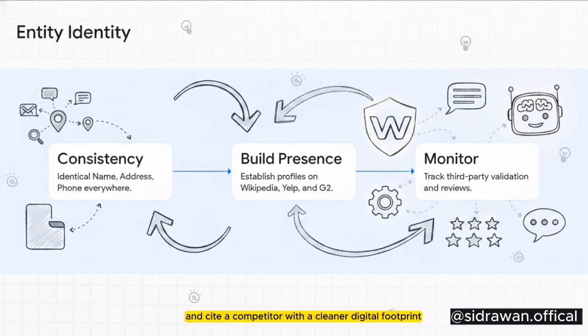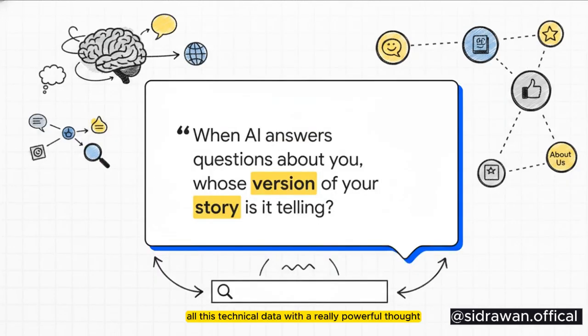I want to ground all this technical data with a really powerful thought from our sources. Quote, "When AI answers questions about you, whose version of your story is it telling?" End quote. Think about that for a second. LLMs don't just pull answers from your About Us page anymore. They synthesize earned media, community conversations on Reddit, and review sites to define your brand before a user even finishes typing their prompt. You have to maintain truth and consistency everywhere.